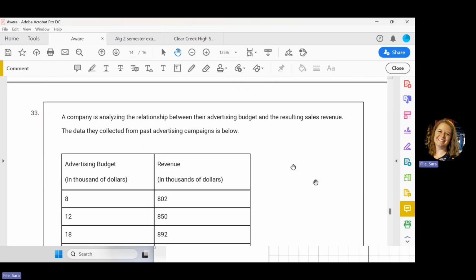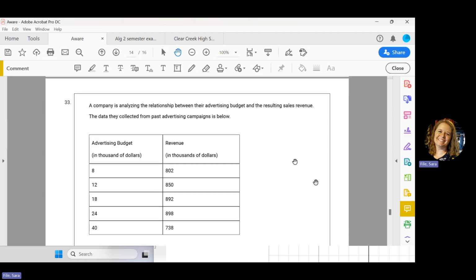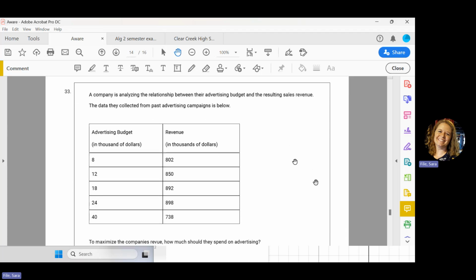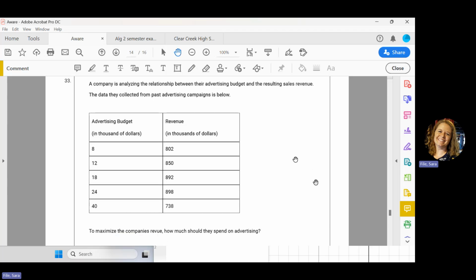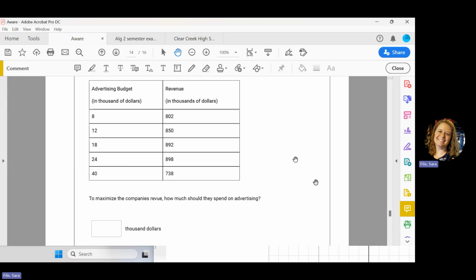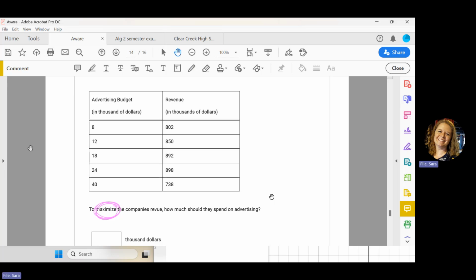All right, now number 33, it says a company is analyzing the relationship between their advertising budget and the resulting sales revenue. The data they collected from the past advertising campaigns is below. To maximize the company's revenue, how much should they be spending on advertising? To maximize is the key word. So they are looking for the maximum of this quadratic.